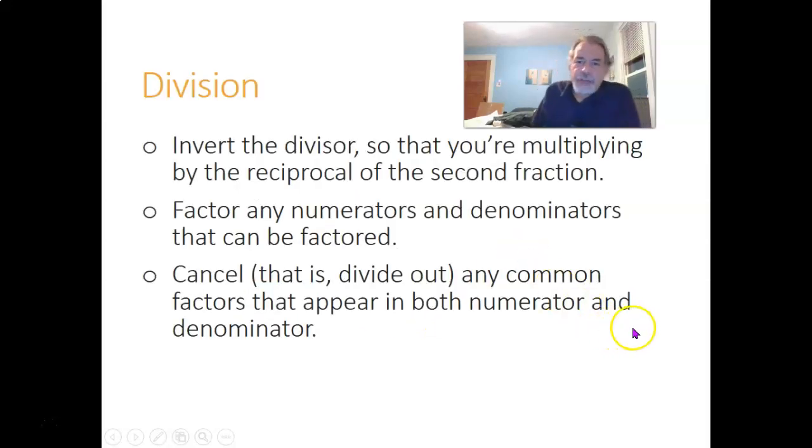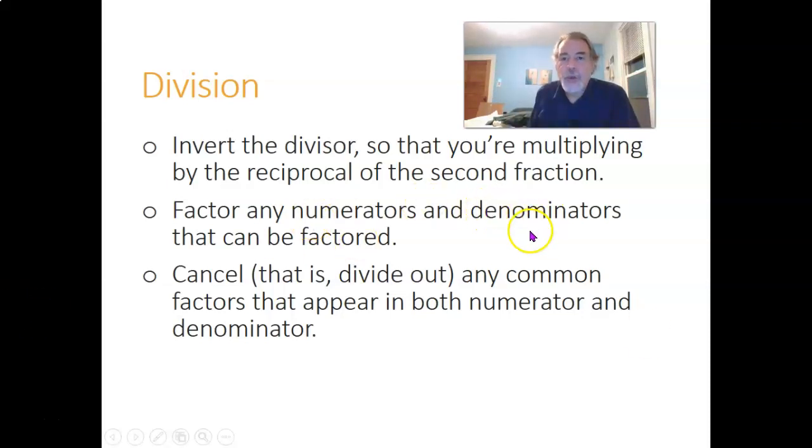Now, what about division? When you're dividing fractions, the rule is invert the divisor. That is, you leave the first fraction the way it is, but the second fraction you flip upside down so that the numerator and denominator trade places. So what you're really doing is you're changing that second fraction to its reciprocal, and then you're changing division to multiplication. So you're multiplying by the reciprocal of the second fraction. Once you've done that, it becomes a multiplication problem, and you do it the way we just talked about.